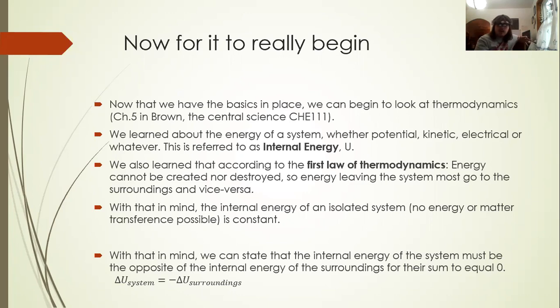So with that in mind, consider an isolated system. No energy or matter transference is possible, so the internal energy of an isolated system must be constant, because if nothing can transfer from the surroundings, no energy can enter. So we can state that the internal energy change of the system must always be equal and opposite to the internal energy change in the surroundings. The sum of system plus surroundings must equal 0. The delta U system is negative delta U surroundings.